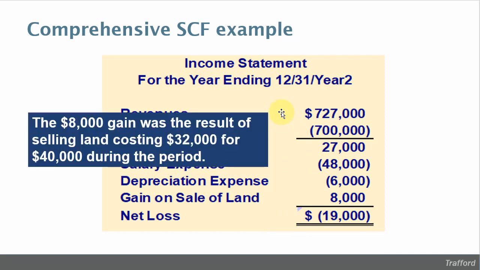Here's one of the pieces of additional information that we would need to look up and ask about to prepare the statement of cash flows. Here we're being told that this gain on sale of land was because we sold land for $40,000 that had cost us $32,000.